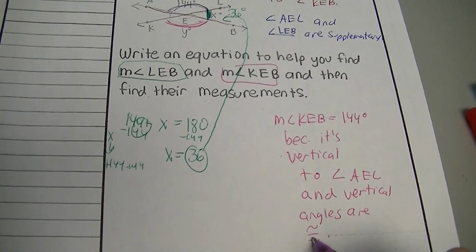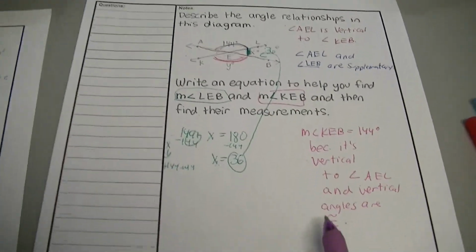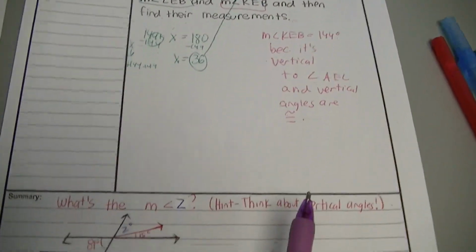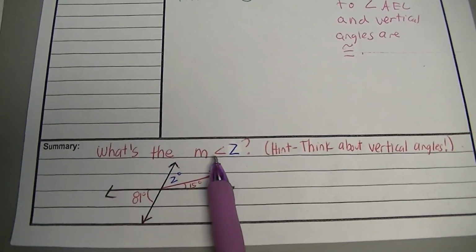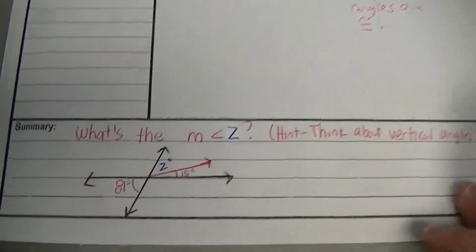Okay, and that means congruent. Okay, same size, same shape, same angle measure. Okay, now the bottom part. What's the measurement of angle Z? Hint, think about vertical angles.